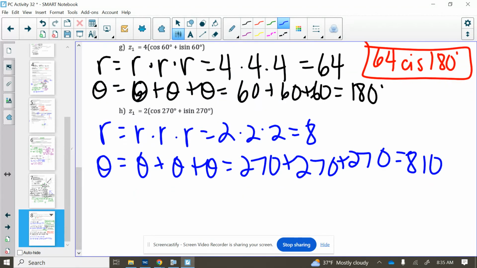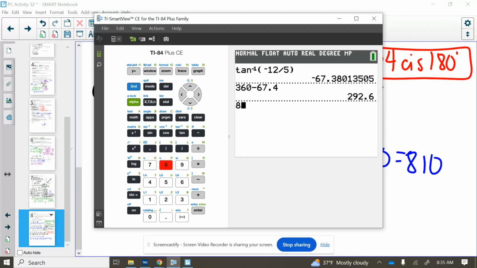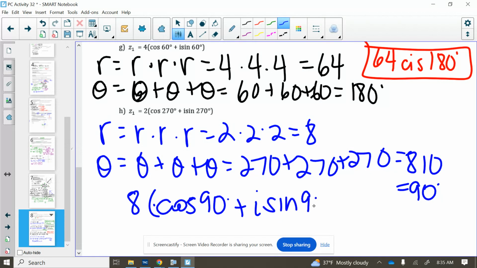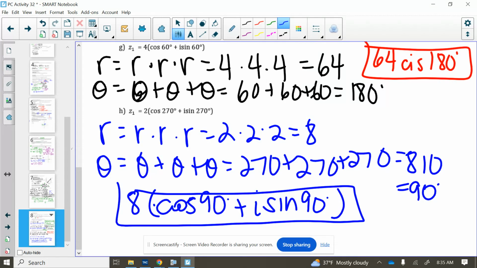Now again, you might not want to write that as 810 because that's pretty far outside of our 0 to 360 range. So we could also subtract 360 till we're back between 0 and 360. This is equivalent to 90 degrees. So we could write this as r times cosine of 90 plus i times the sine of 90. Or, of course, cis notation again works as well.